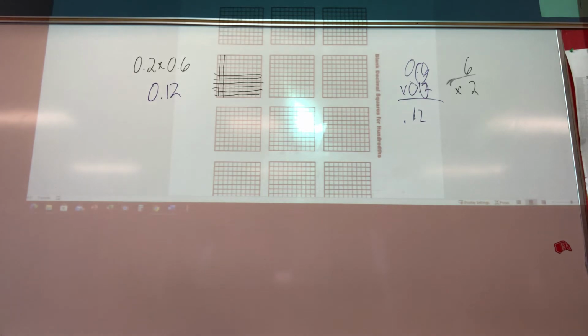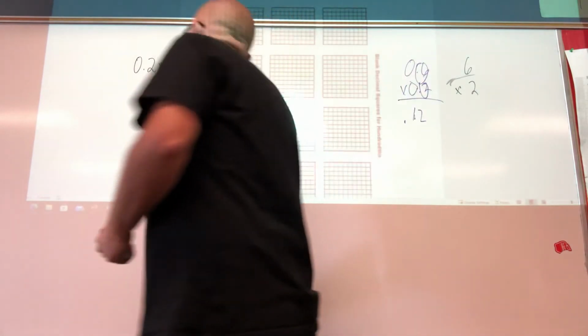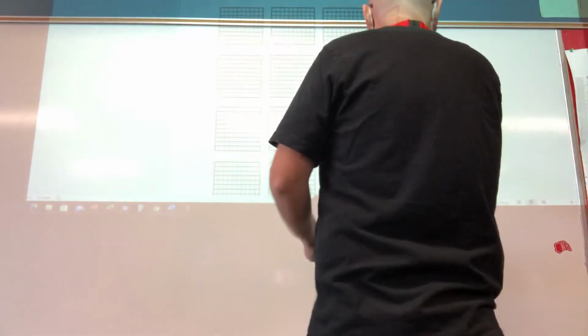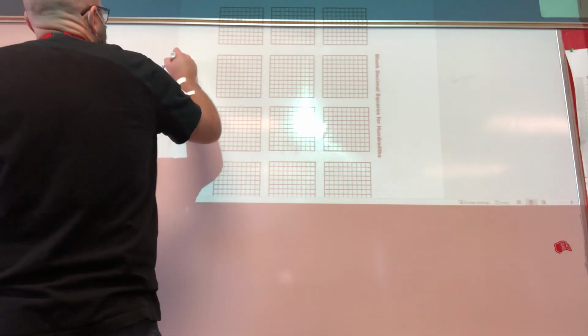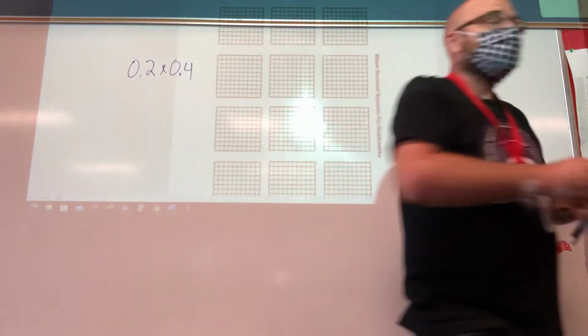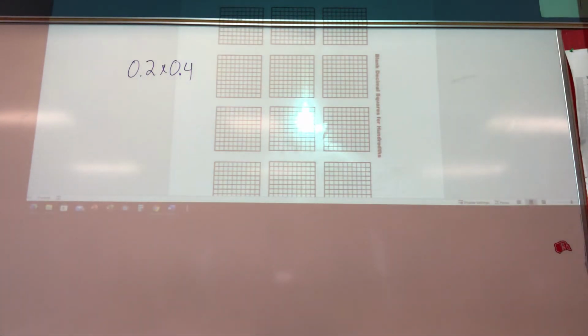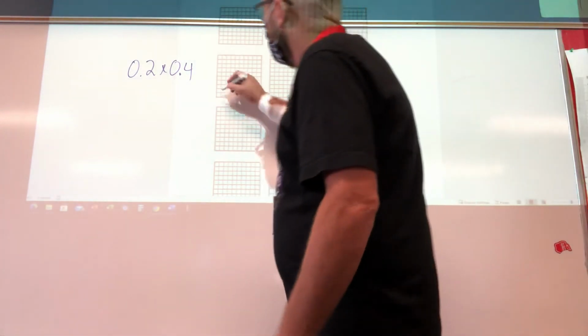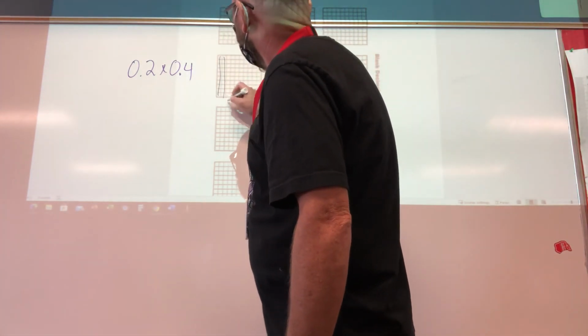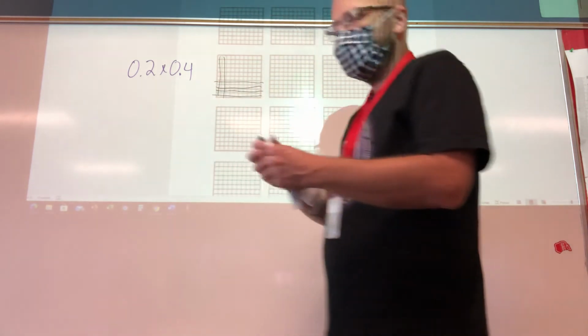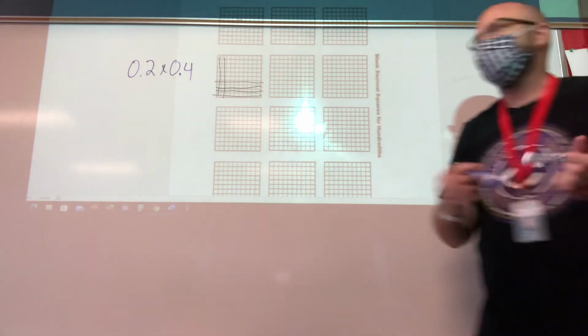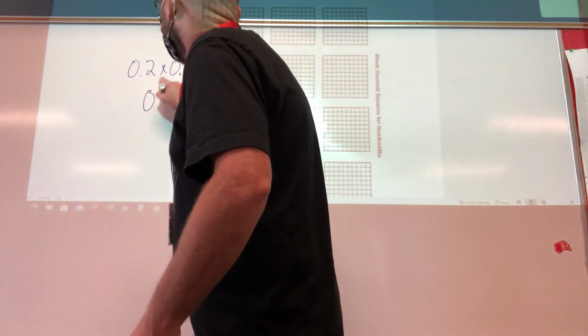I want to show one other problem. This is a problem that on yesterday's assignment, many of you had trouble with: 2/10 times 4/10. Okay, so if I go 2/10, 1, 2. I go 4/10, 1, 2, 3, 4. How many hundredths are shaded in? 8. 8 hundredths? No.